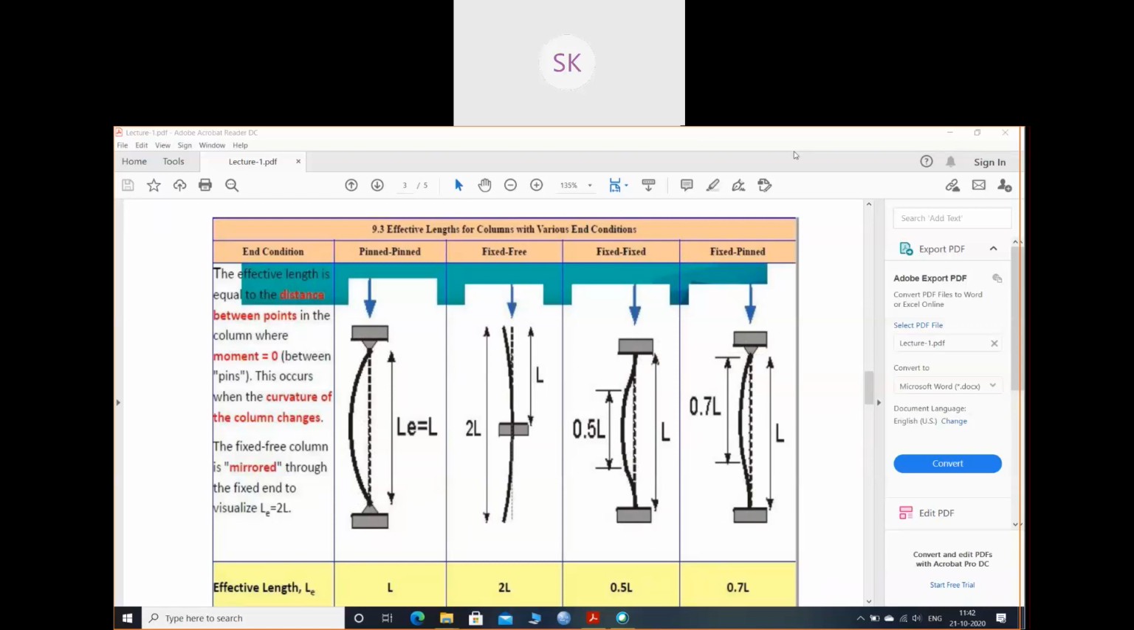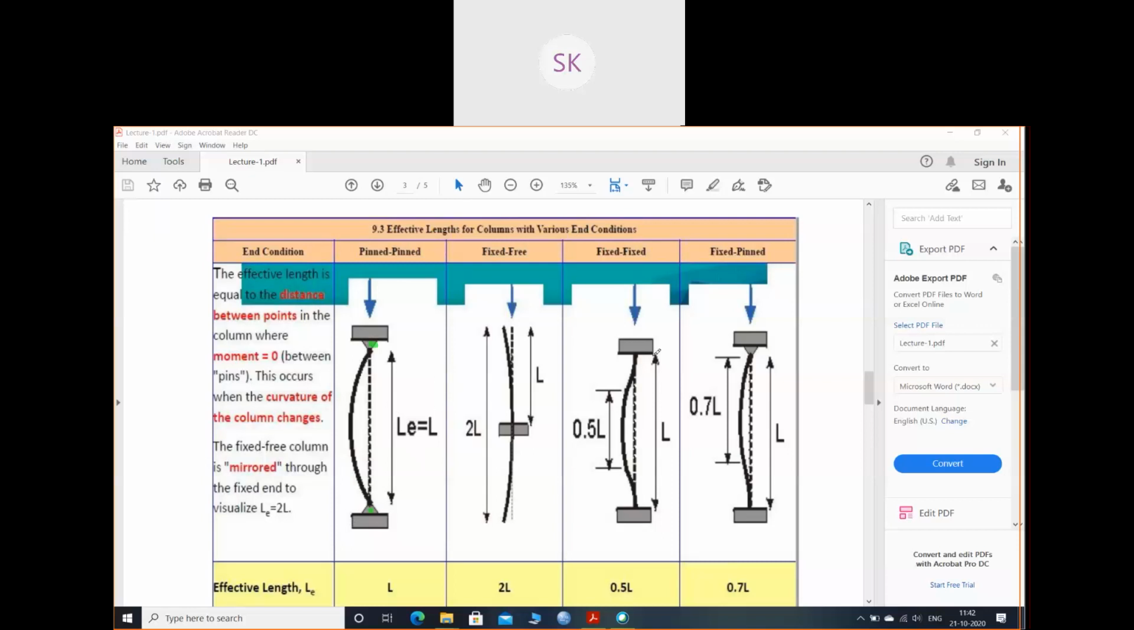This one is pinned. Let me draw. This support is pinned. See, this is the support, this is the pin, the same support as a simply supported beam, right? This is the pin supported, or you can say both ends are hinged. In this case, you can say that both ends are hinged. Now here your LE will be equal to L.